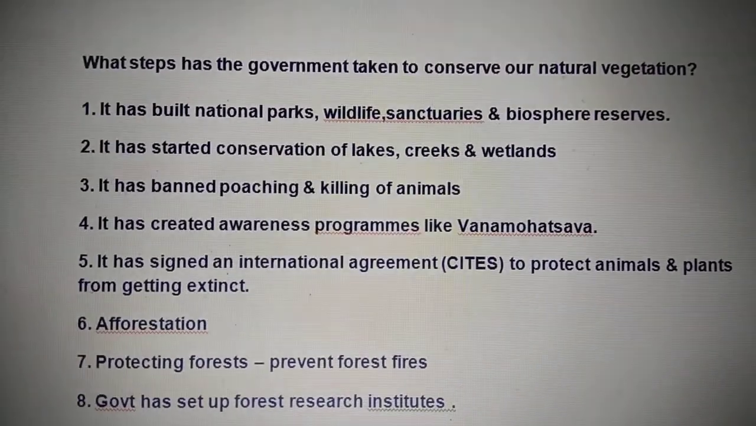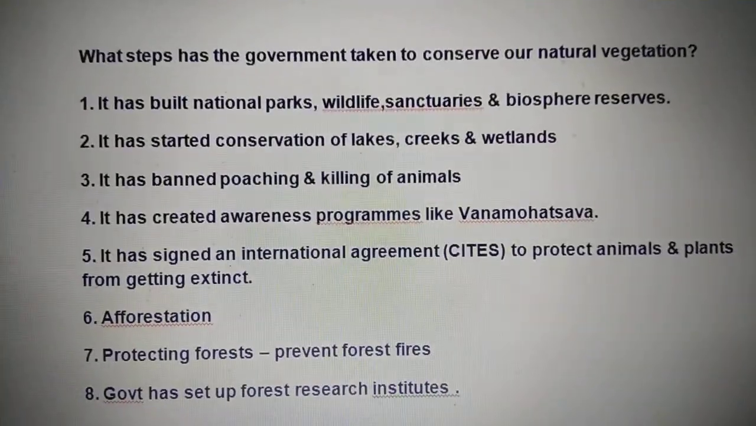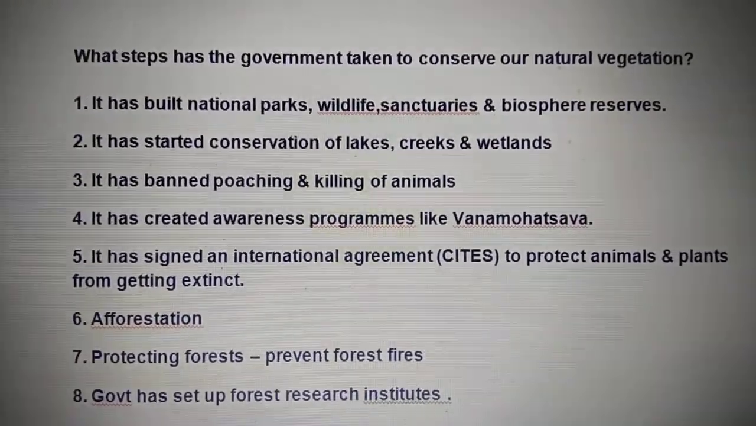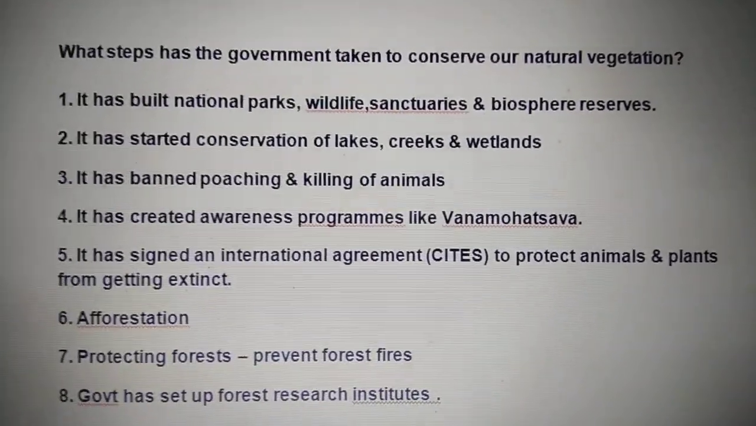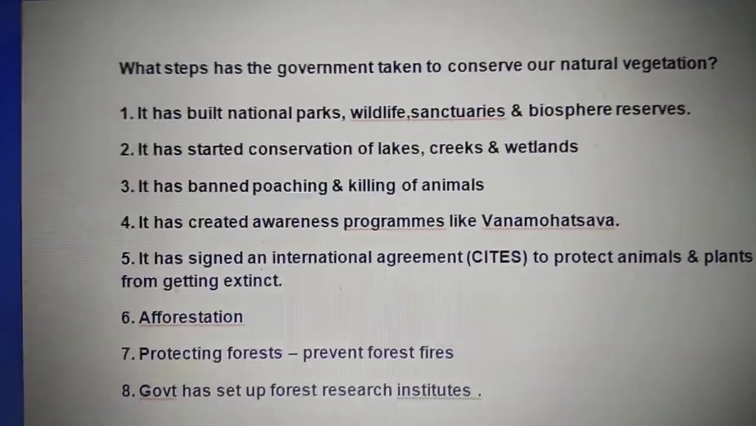So with this, children, we come to the end of the chapter, and we have learned the important resources, which are land, soil, water, natural vegetation, and wildlife.